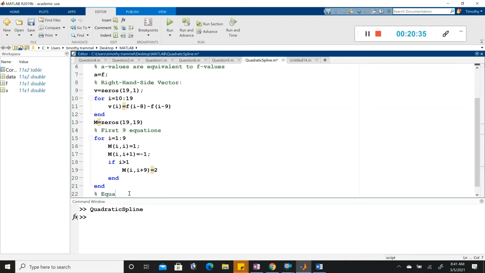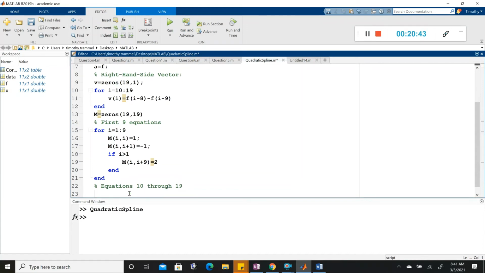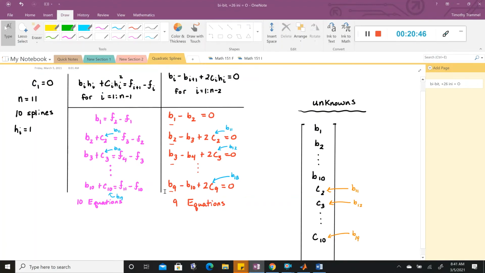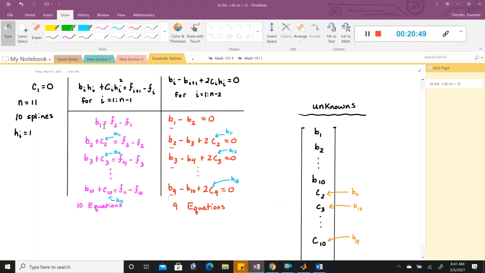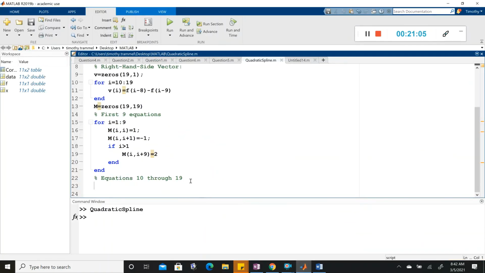Okay. So equations 10 through 19. Okay. Switch back to OneNote. So now we're focused in on these purple ones. Let's start off by taking care of the b's in each one of these equations. It starts with b1, ends with b10. Okay. 10 equations. So I'm going to go back in here. We'll start a for loop. So for I equals, and again we're going to go equation 10 to 19.